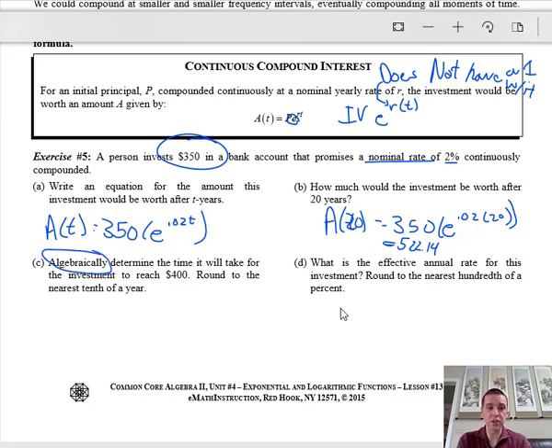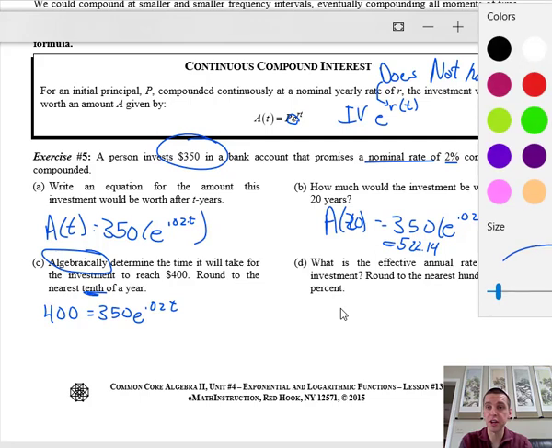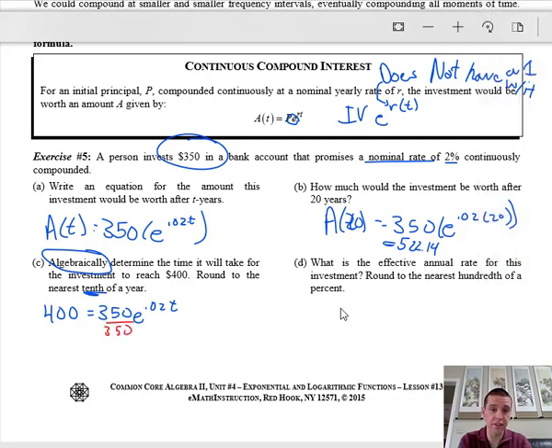C, algebraically, so not using the calculator, determine the time it will take to reach $400, round to the nearest tenth of a year. So now we don't know what t is. We're solving for t. We have to say 400 equals 350 e to the 0.02 t. Here it is, coming back to the idea that exponential functions, when we have the variable in the exponent, we're going to have to use an idea of logarithms. So what do we have to get rid of first? We have to get rid of that 350. So let's divide by 350. So we're going to get 400 over 350 equals e to the 0.02 t.